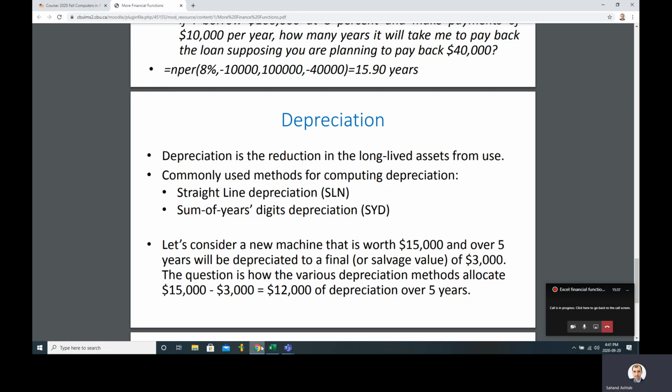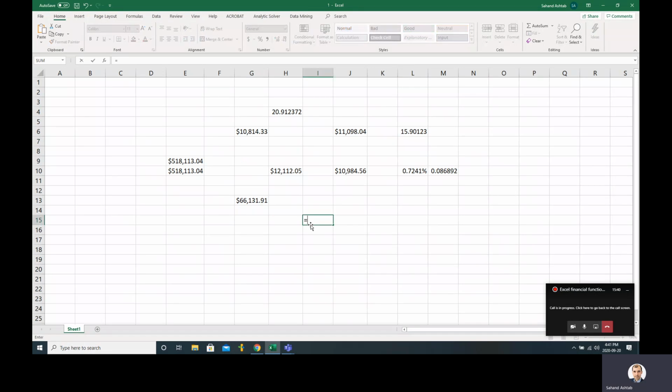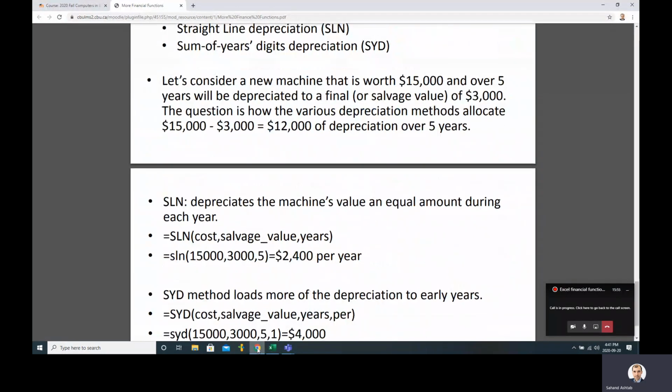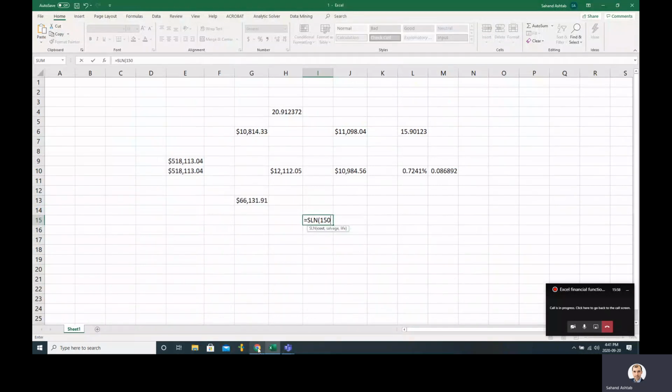So let's take that to Excel. We have equal SLN, double left click on it. Now it's going to ask for the cost. So what is the cost? It is costing us 15,000. The salvage value is 3,000, comma, and that's asking for life. We said that we're going to use it for 5 years. So after 5 years, the salvage value is 3,000. If you close parentheses and press enter, you get $2,400, and that's the depreciation value for every year.